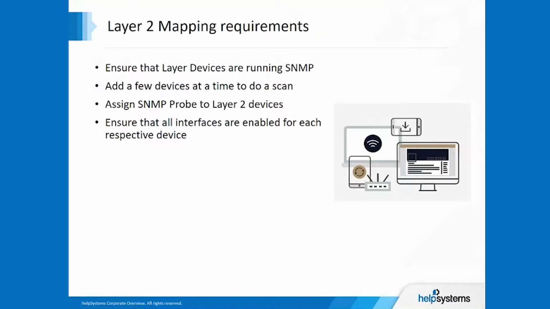Some of the initial requirements to convert this Layer 2 map are, first and foremost, we need to ensure that your devices, at least your Layer 2 devices, are running SNMP. We recommend that you add a few devices to the map at a time before you start your initial scan. Confirm that the Layer 2 devices are running an SNMP probe, and then ensure that all interfaces are enabled for each respective device. We'll go through and show you how to do that as well.